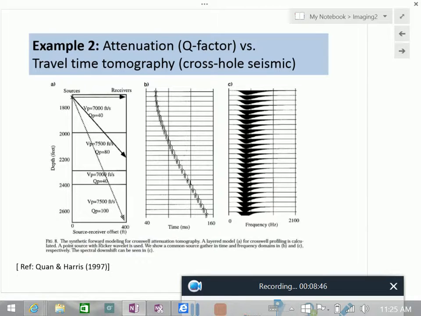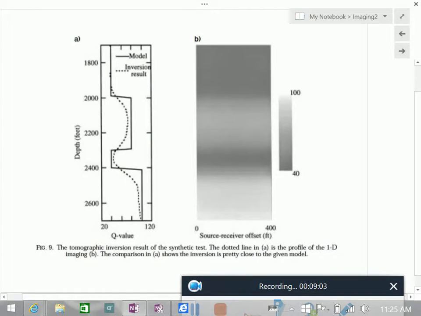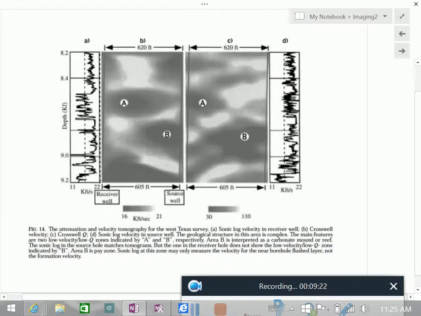So in this paper, which is also on Angel as an optional reading, I told you last time, they have really used the spectra to calculate Q factor. That's actually the main innovation in this paper. And then we do a Q tomography, which is a form of attenuation tomography. So this is the model, the solid line, and the dashed line is what you get from tomography. Probably this is not as interesting as looking at the field data.